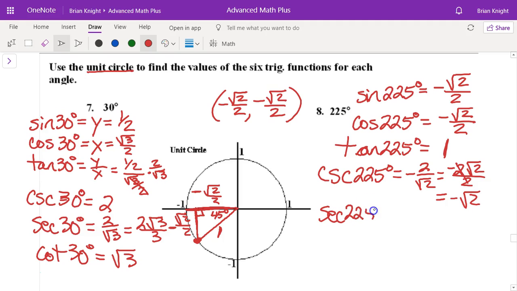Secant of 225. If sine and cosine were the same, cosecant and secant are going to be the same. So I don't have to do all that work again. I know it's going to be negative square root of 2. And then last but not least, cotangent of 225 degrees will also be 1, because 1 flipped is still 1. Everybody good?